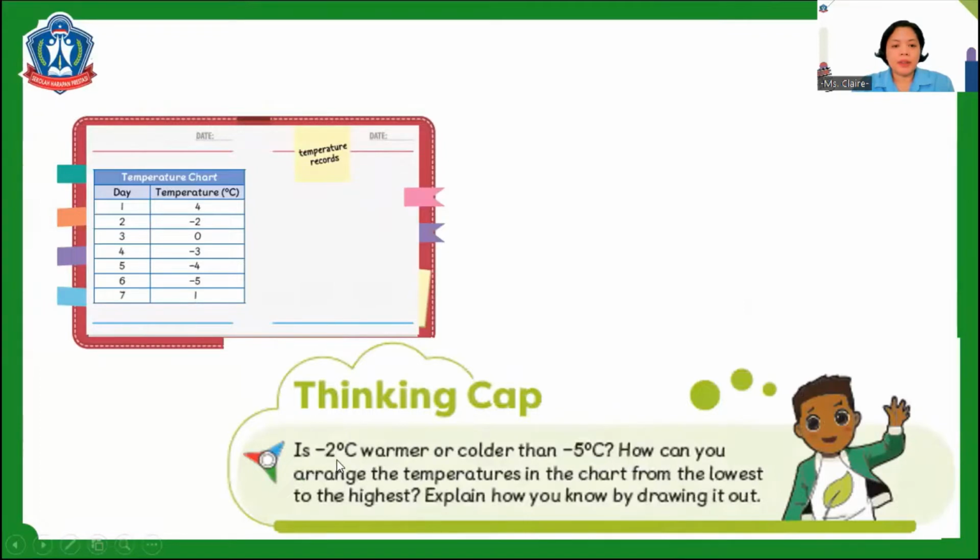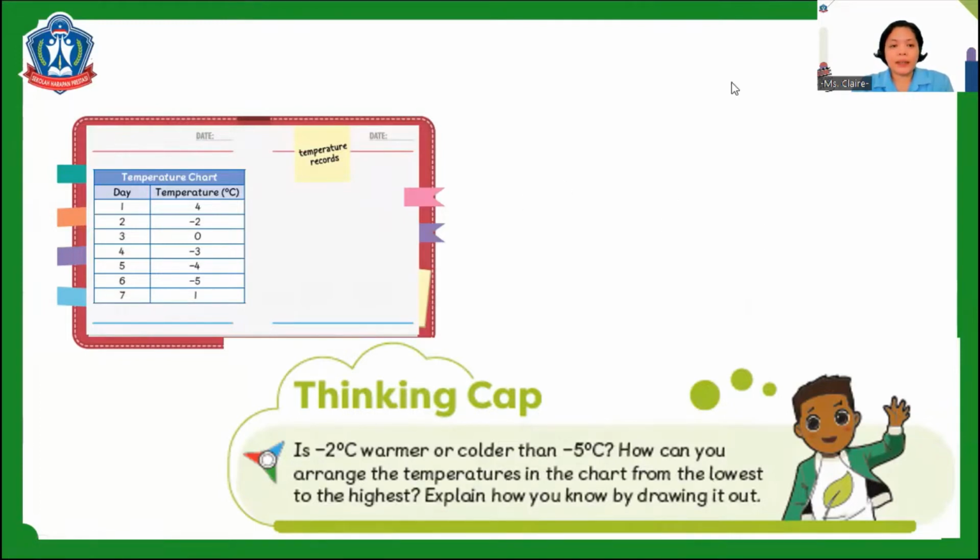Is negative 2 degrees Celsius warmer or colder than negative 5 degrees Celsius? So how can we arrange the temperatures in the chart from the lowest to the highest temperature? When we say the lowest, it means the coldest temperature, and when we say the highest, it is the warmest or hottest temperature. So how are we going to arrange them?